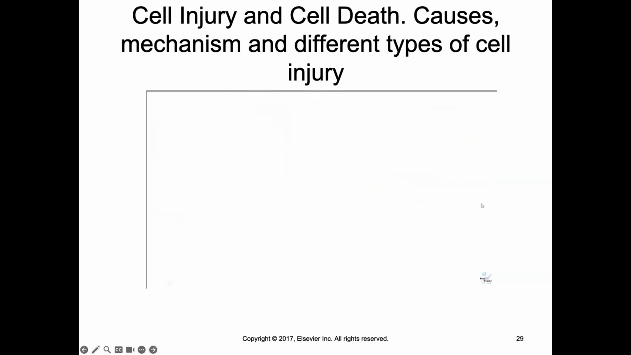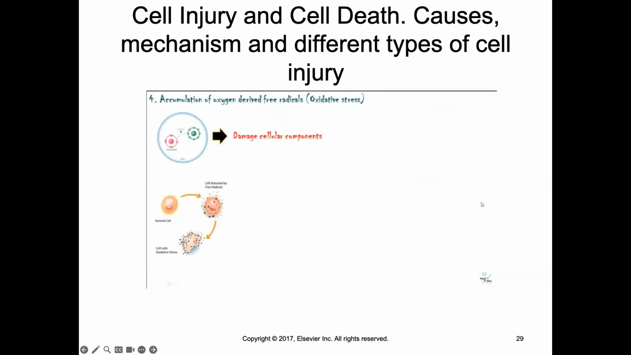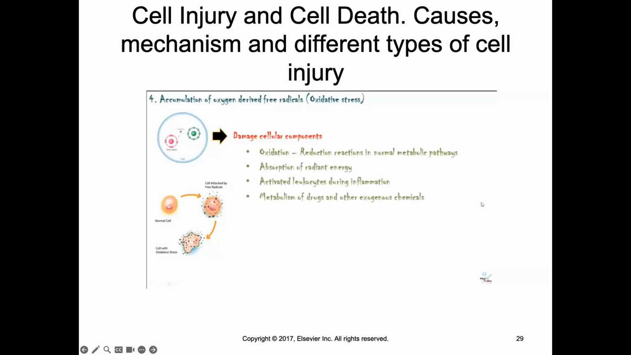The fourth mechanism is accumulation of oxygen-derived free radicals, also known as oxidative stress. Free radicals contain unpaired electrons and they are highly unstable. They donate or gain electrons from cellular components while causing damage to them. Here you can see in this picture, a normal cell is exposed to free radicals, and they cause progressive cell destruction. Free radicals can be generated inside the cells by a number of reactions, including normal oxidation-reduction reactions, absorption of radiant energy, inflammation, and metabolism of drugs and other exogenous chemicals.